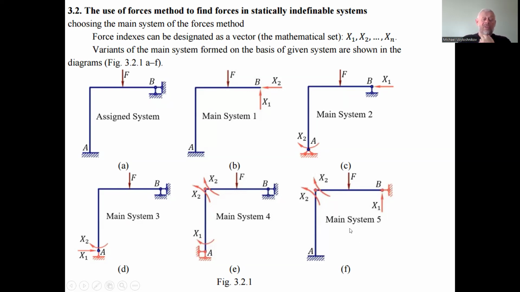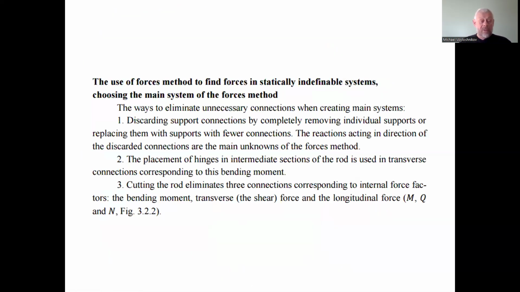So we can consider as main systems for the assigned one only the first option, second, third, and fourth, not the fifth, as we have to be aware when using a mechanical system consideration if three hinges are on the same straight line. This is an instantly changeable system. Okay, so that is a recommendation.